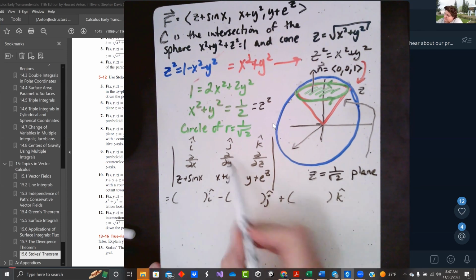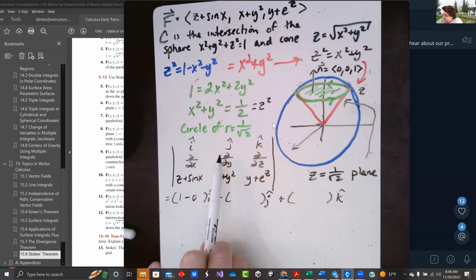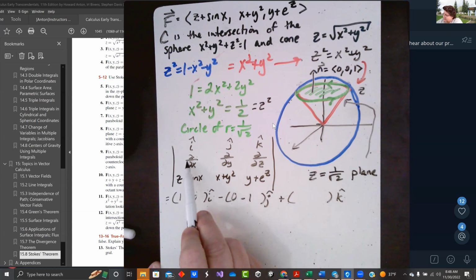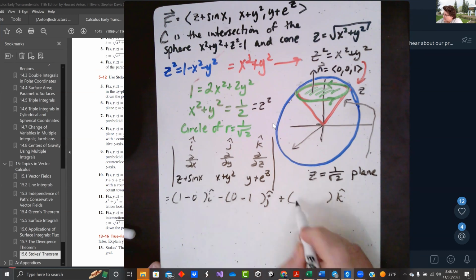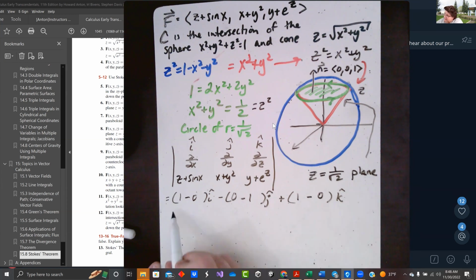So doing i, d/dy of this is 1 minus d/dz of that is 0. Then for j, d/dx is 0 minus d/dz of that is 1. Then our k component is 1 minus 0. This is 1, 1, 1. That's all that's left when we do the curl of F.